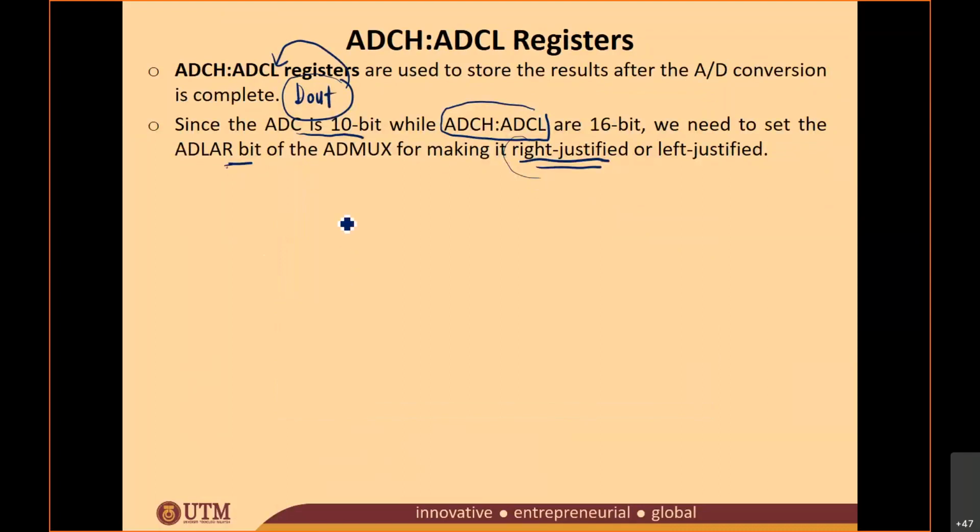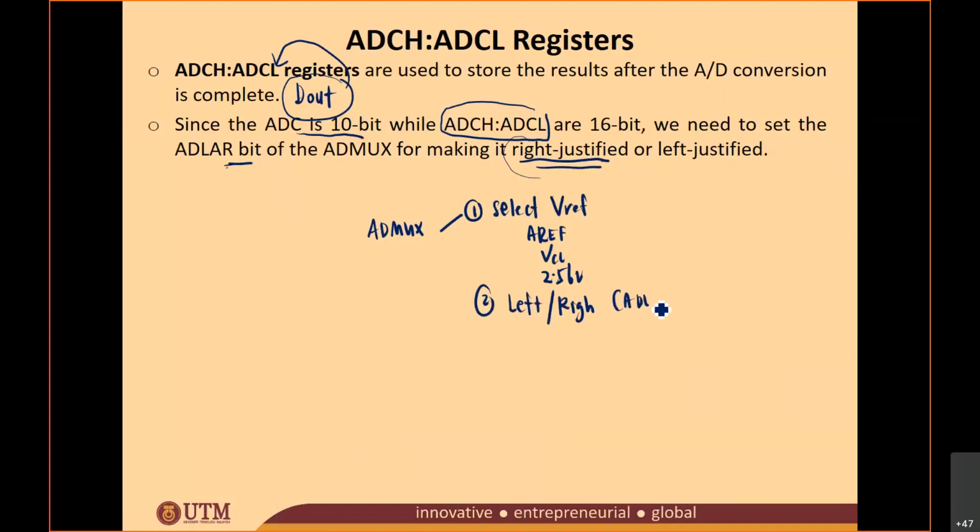So as a conclusion for the ADMUX: it is used, number 1, to select your VREF, either you're going to use AREF as the VREF, or VCC, or 2.5 volt. Number 2, either you're going to make it left justified or right justified. You can set this in the ADMUX, which is bit number 5 inside your ADMUX. And number 3, you're going to select the ADC input channel. Make sure that the ADC input channel that you use is correct according to your circuit.